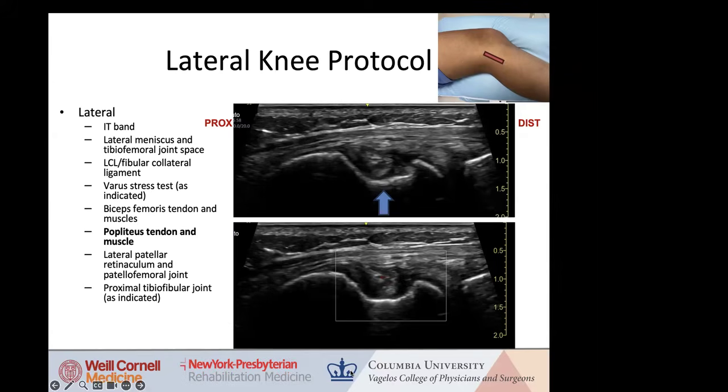The other thing I've changed in my lateral protocol is, we get a fair amount of referrals to assess the common fibular nerve, and this used to be part of my lateral protocol, but now there's a nerve code. So now we follow the nerve, and I do include the common fibular nerve in this type of evaluation, but maybe not quite as detailed.